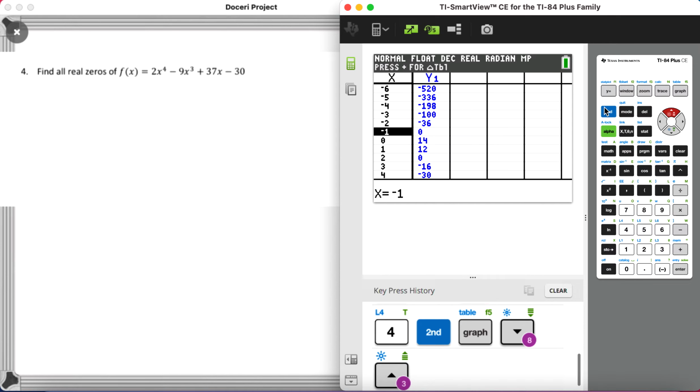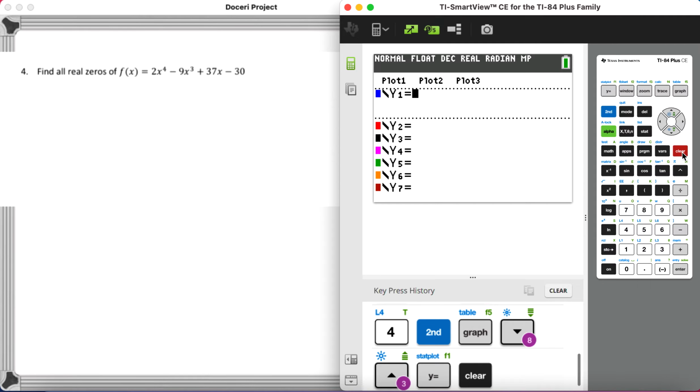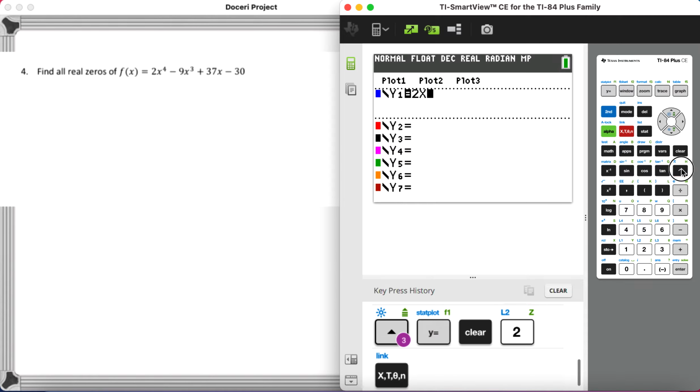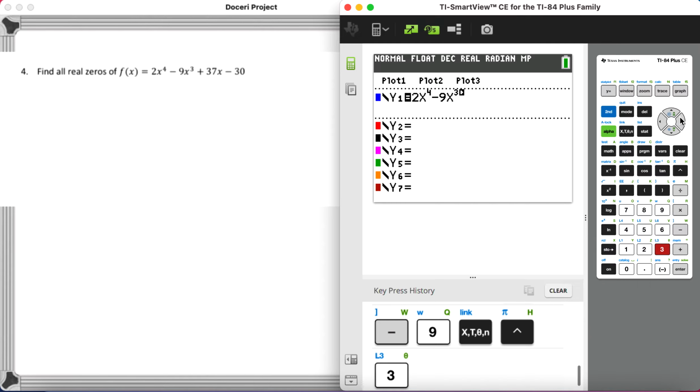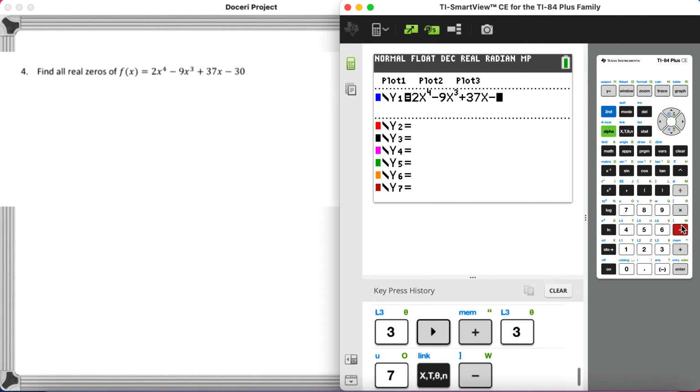So we've got our function. Once again, I'm going to type that in. So we have 2x to the 4th minus 9x cubed plus 37x minus 30.